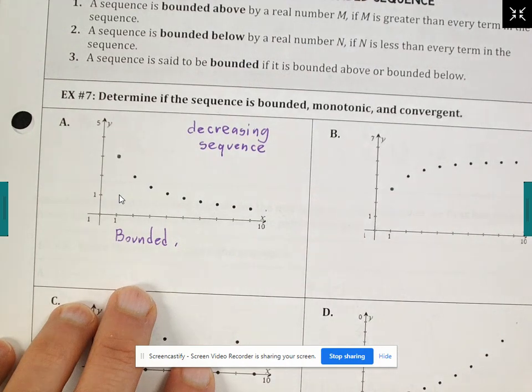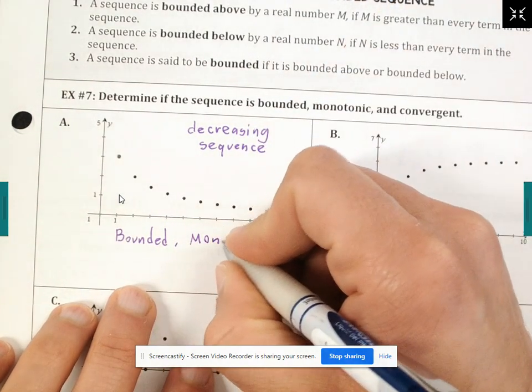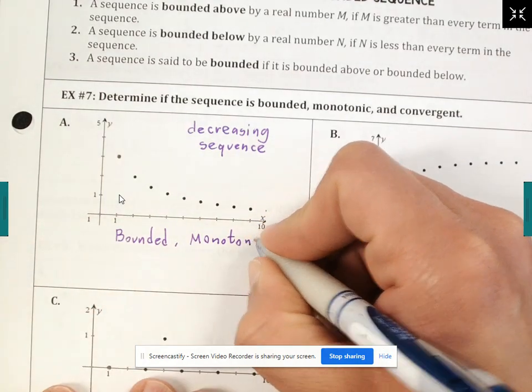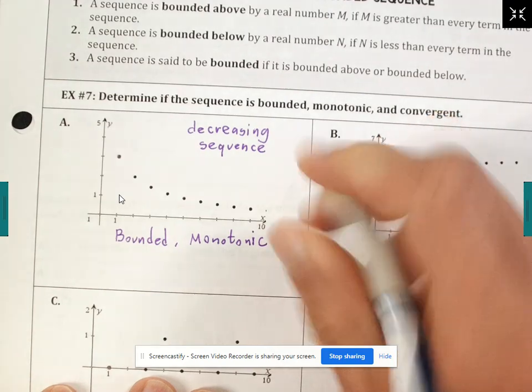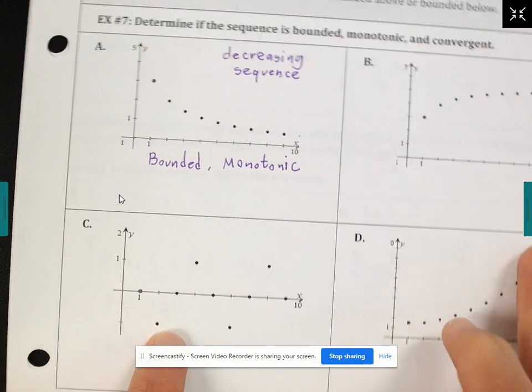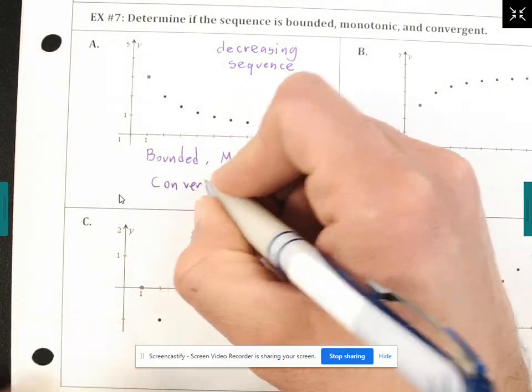Is it monotonic? Yes. If it's decreasing, increasing, or basically a constant, then it is. So it always is. See what I'm saying? And we can say that this is going to converge.